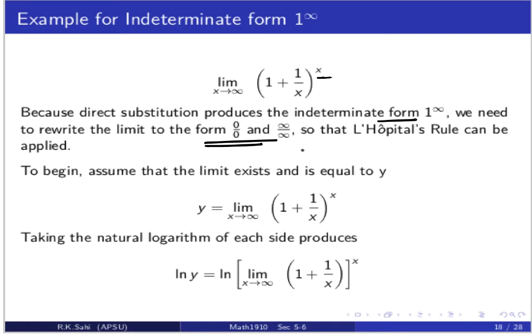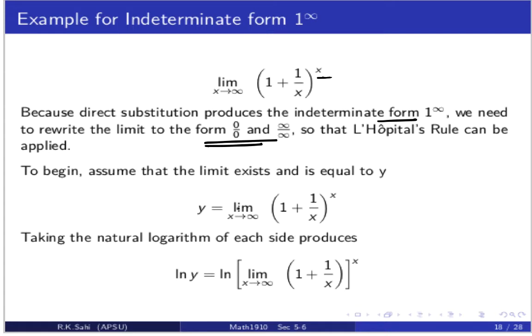Now to solve these problems, you have to think a little carefully. The reason is I'm going to have a variable in my exponent. So I would like to remove this variability in a form which makes my life simple. So what I'm going to do is assume that the limit exists. Suppose the limit exists and it is equal to y. So we get this expression.